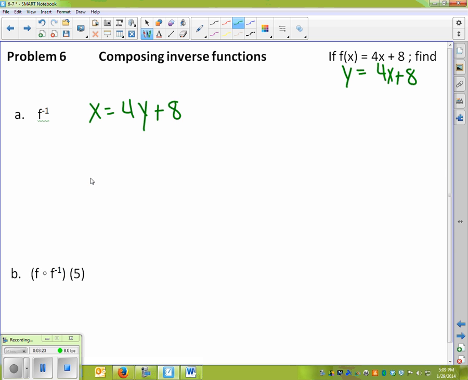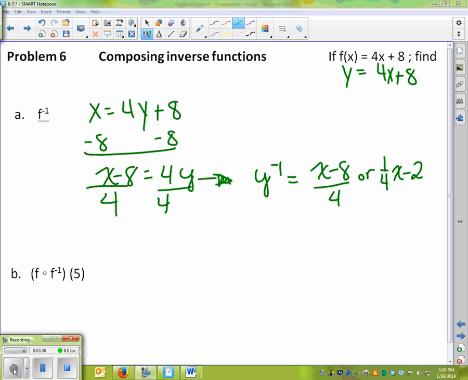Go ahead and push pause and find out what the inverse function is, and then resume to check your answer. The inverse function that I got was x minus 8 over 4. I cannot cancel just the 8 and the 4 because x minus 8 is my entire numerator. If you want to, you can split this into two different fractions. You can take 1/4 x and then minus 2, which is 8 over 4. Either one is just fine.